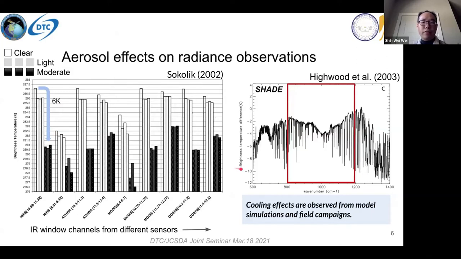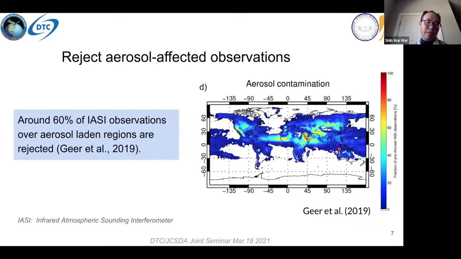And also in the field campaign, the cooling effect is also observed during the SHADE field campaign. You can see in the window channel, in high wind, they report about 2 to 4 degrees cooling over the window channel.